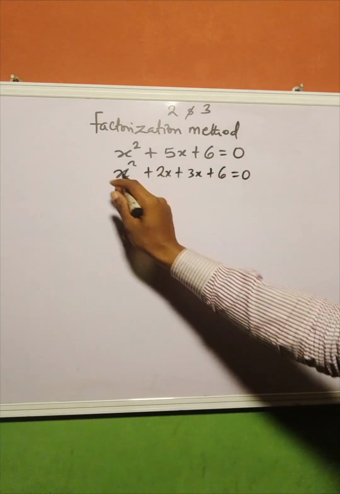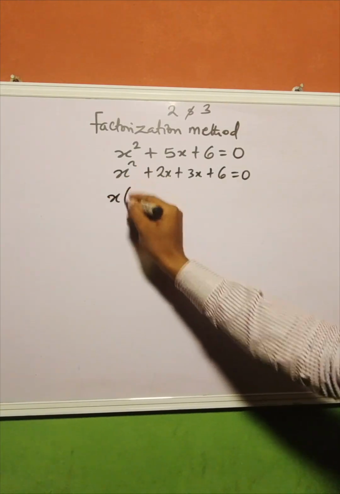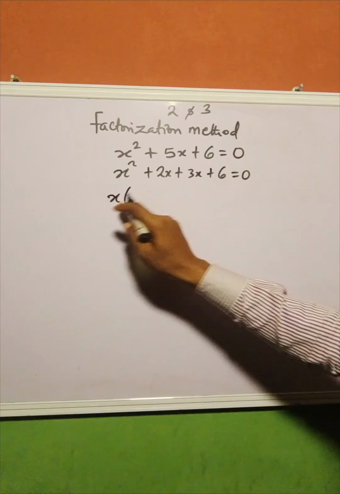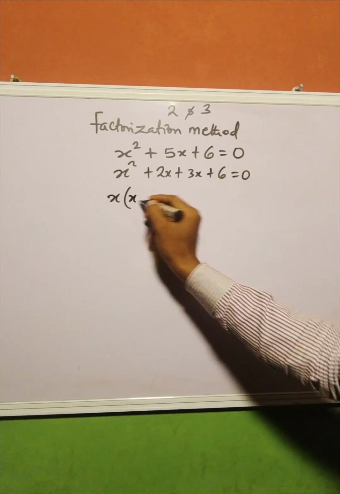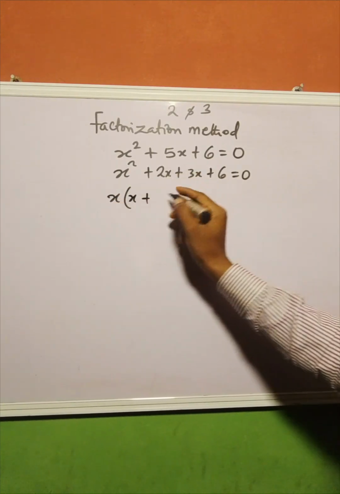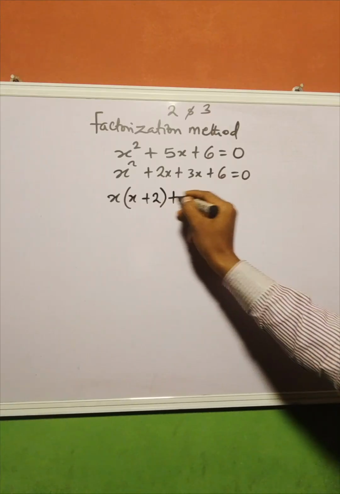Okay, from here, what is common between these two? X. X is here, x is also here. When you remove x from here, you are left with 1x plus. When you remove x from here, you are left with 2 plus.